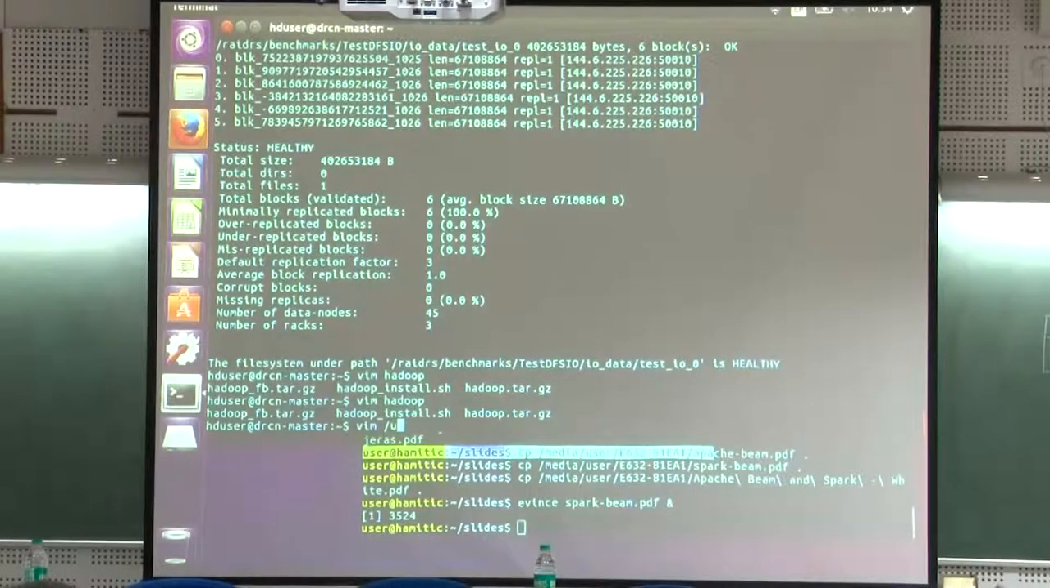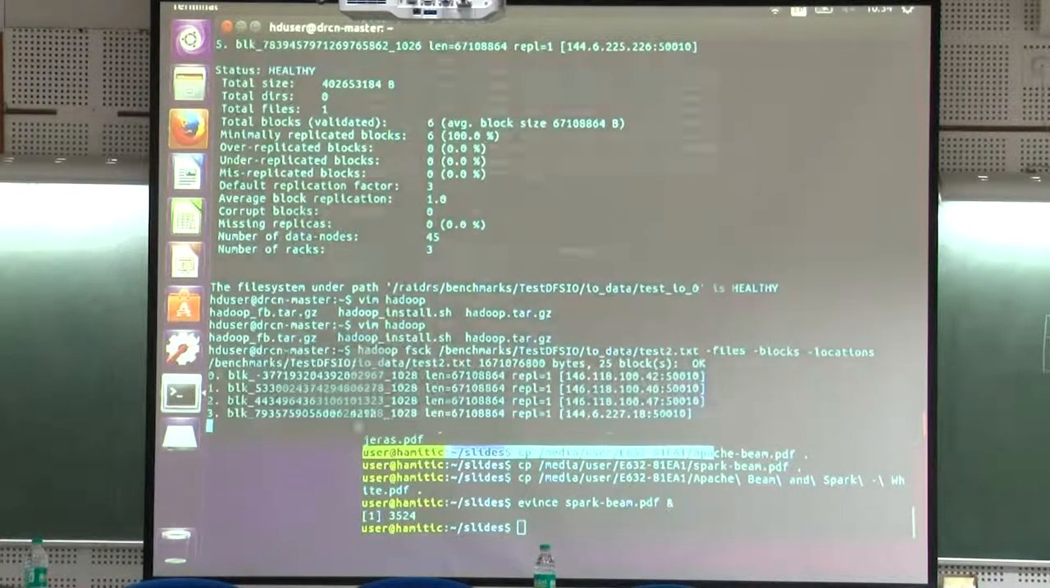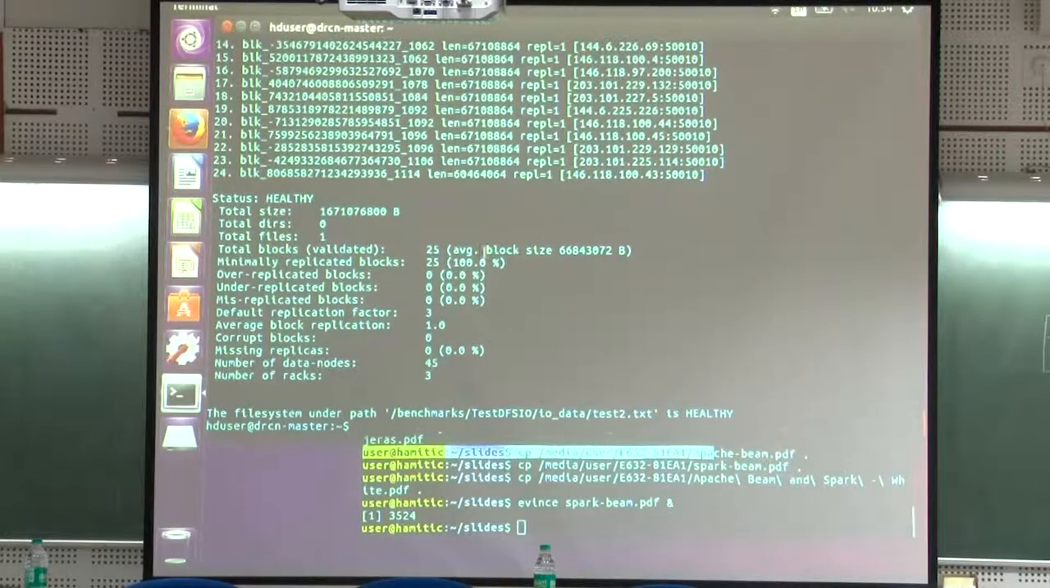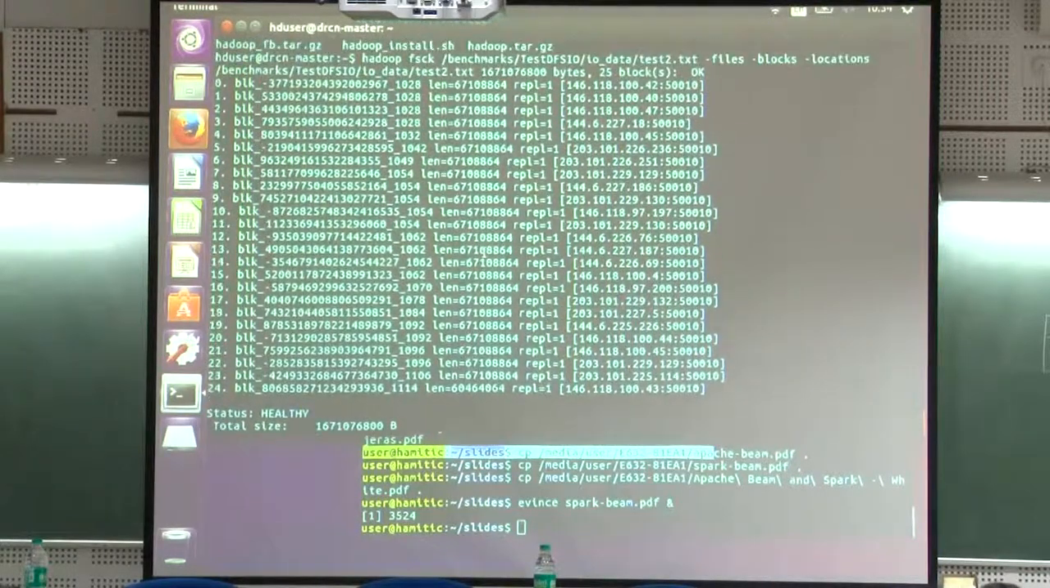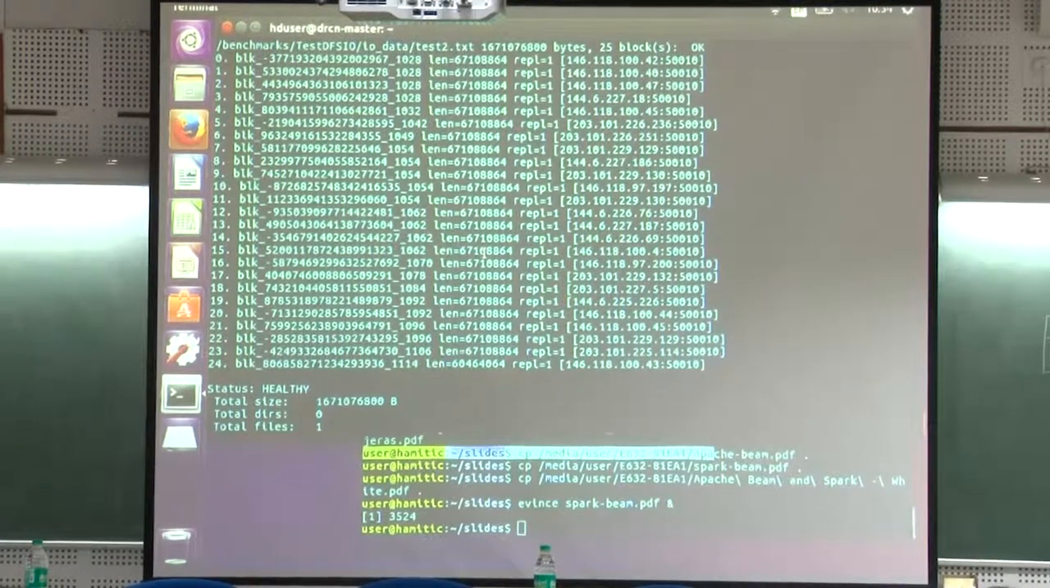The parameters where I've already set them, right? So I copied another block across another file. I copied across our test2.txt file and rated that as well. Test2. Now that was like a 1.6 gigabyte file, right? So that actually has quite a few more blocks. It's got 25 blocks in it rather than just 10.